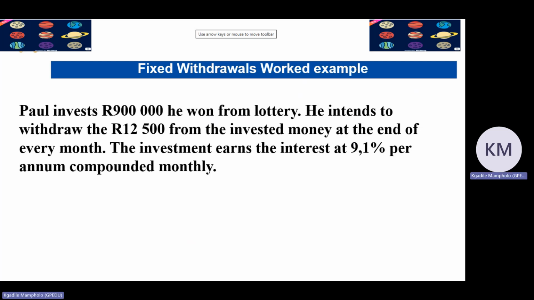Now, fixed withdrawals. Like I said, you can use the present value formula in fixed withdrawals. Let's say Paul invests 900,000 he wins from a lottery. He intends to withdraw 12,500 from the invested money at the end of every month. The investment earns interest at 9.1% per annum compounded monthly.